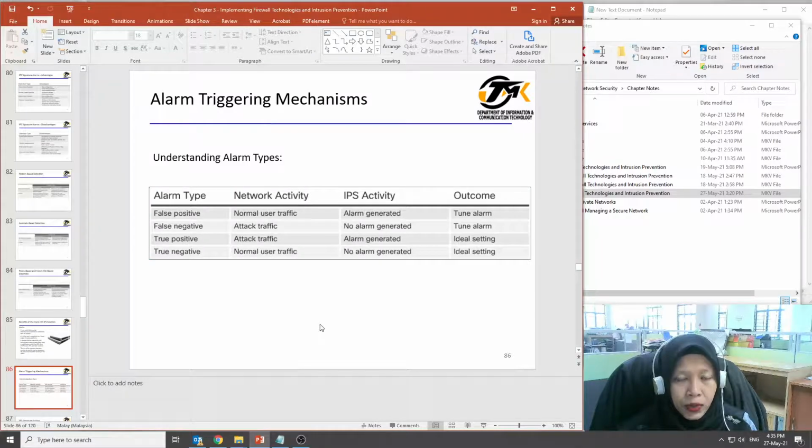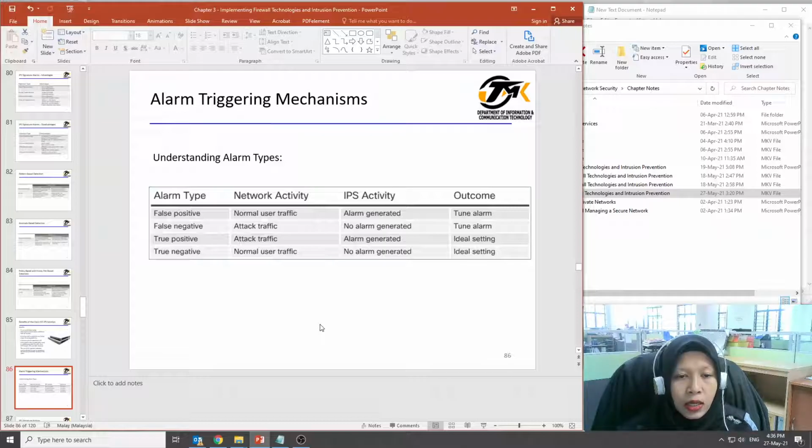What about the false negative? False negative is when there is an attack in the traffic, but unfortunately the IPS alarm is not triggered, not generated. So this one we also need to tune. The next is true positive. True positive means there is an attack and the alarm is also generated. So there is nothing to do.